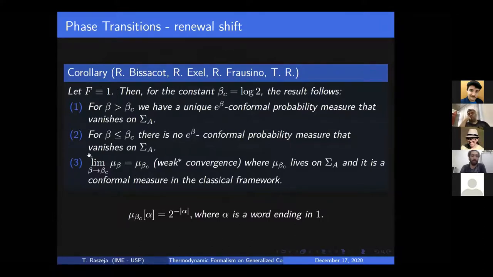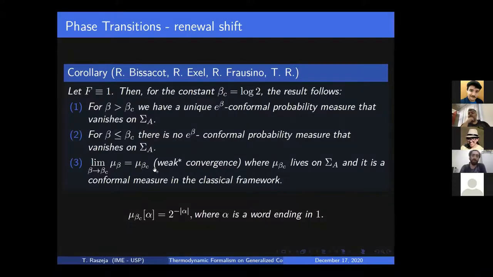And more than that, when you take the limit of these measures from greater beta to the critical value of beta, you have weak-star convergence to the standard measure for sigma_A. So basically, the measures change the space in which they live. This measure is well known from the standard theory, actually.